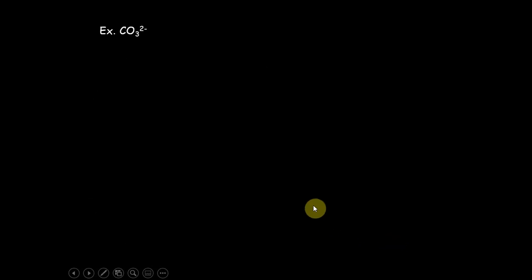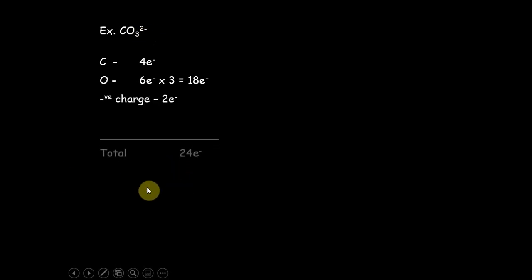All right, so let's do CO3 2- as an example. Carbon has 4 electrons, and each oxygen has 6 valence electrons. There's 3 of them, so we multiply it by 3, that gives us 18 electrons. And there's a 2- charge on that carbonate ion, so that's going to be 2 extra electrons for that. So that gives us a total of 24 electrons.